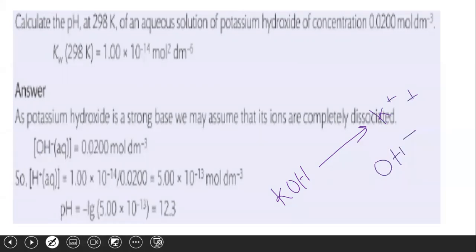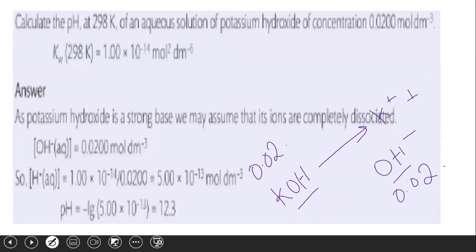So the concentration of the hydroxide ions is going to be the same as the concentration of the alkali, because this is a strong alkali. So you will say, okay, ma'am, since the potassium hydroxide is 0.02, the hydroxide ion must also be 0.02. But miss, how will we calculate the pH? The formula is for hydrogen ions, but over here we have hydroxide ions.